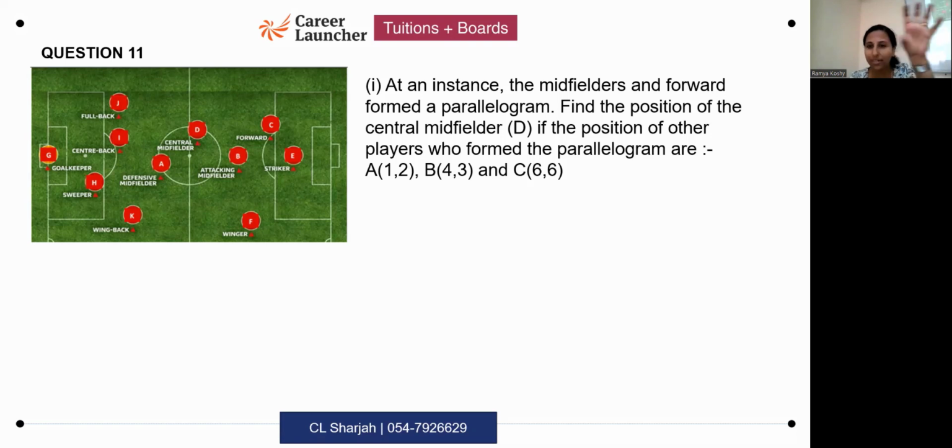You can use it to get a rough idea of your answer, but you cannot use this figure to get your answer perfectly. So you need to solve them separately, because the figure is not marked properly. Where is the origin? Which are the points? Nothing is marked properly. Okay.